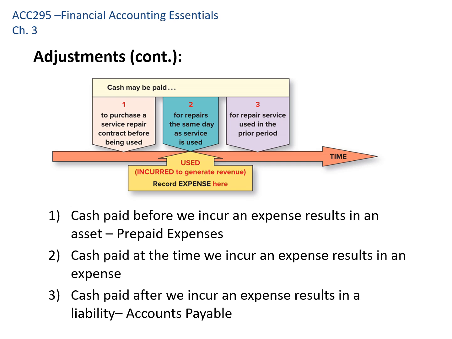The other type of adjustments deal with cash that's paid out and the timing of that. I could pay cash in advance, so I could purchase some repair contract before it's being used, in this case. I could pay for it at the moment that I get the service or get the product from a supplier, or I could pay for it later. If we pay cash before we incur an expense, that's going to create an asset called prepaid expenses.